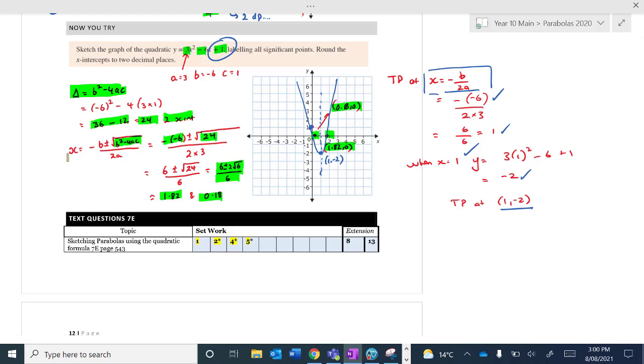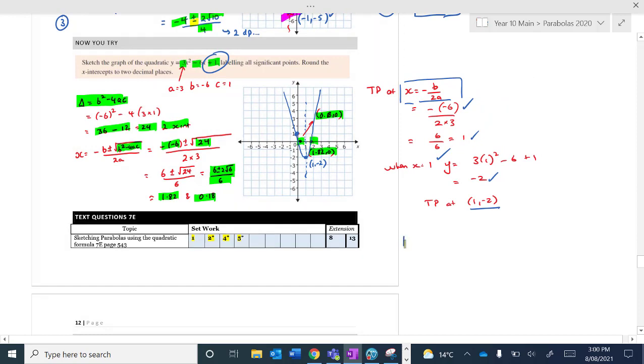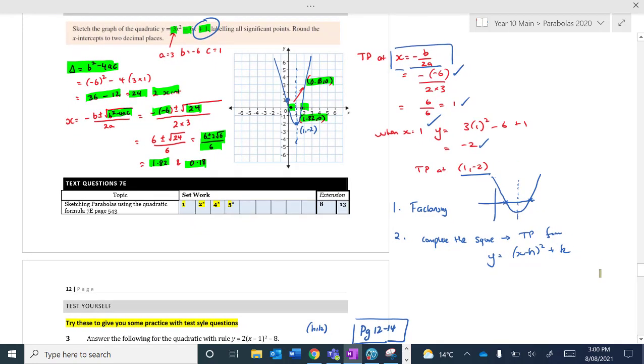So just remember that when you're sketching parabolas, there's three ways. We've got factorizing. When you factorize, you find your intercepts, then the turning point is exactly halfway between the two intercepts. That's one way of doing it. We then look at completing the square, which gets us into this turning point form, and then we could find our turning point and intercepts that way. And now we're looking at the quadratic equation.